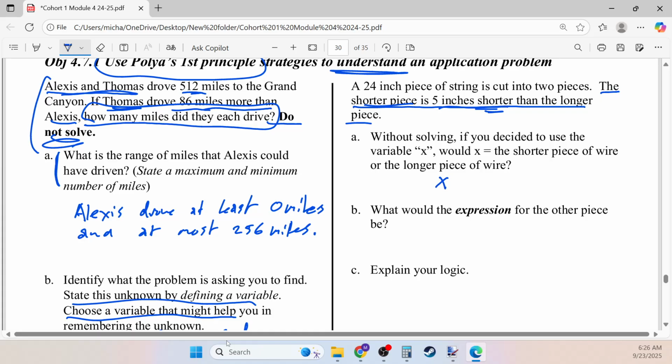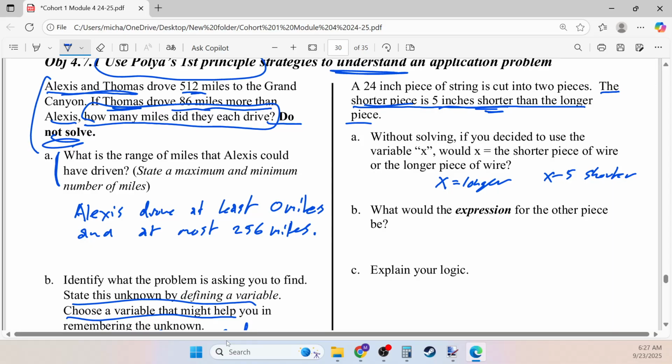So I would use x for the longer, and then x minus 5 for the shorter, just to be kind of parallel with the sentence. If I care about matching the wording of my equation with the wording of the paragraph, that's how I would do it. Although you could also do it the other way, where x is the shorter and x plus 5 is the longer.